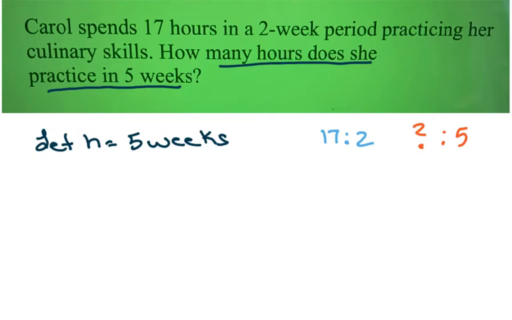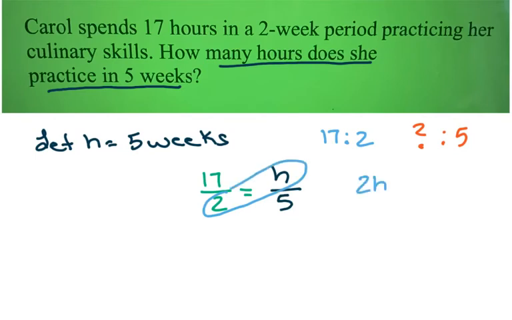So the best way to set up a ratio is in fractions. So we would say 17 over 2 equals H over 5. In order to set this up, the weeks have to be on the same side and the hours have to be on the same side. And then we cross multiply. So I have 2 times H, which is 2H. And then I have 17 times 5.